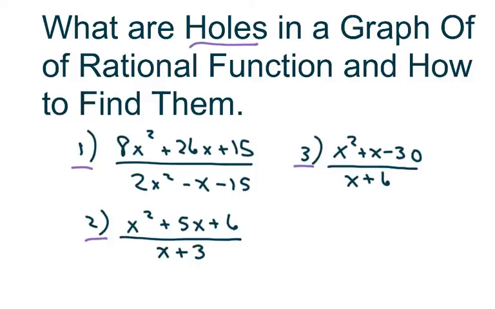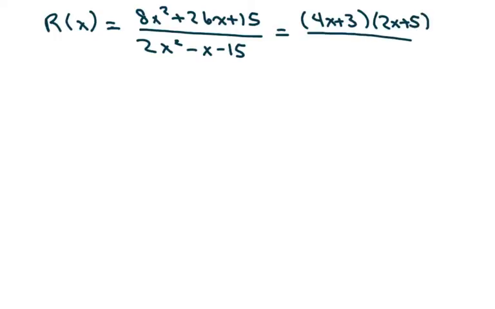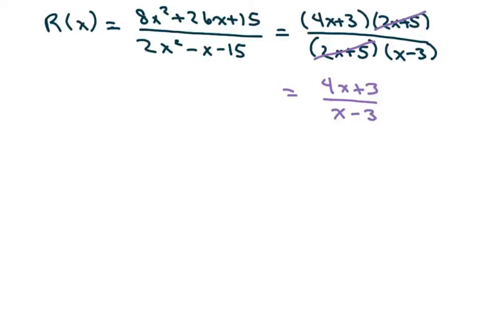So if we look at the first one, what we want to do is take r of x equals 8x squared plus 26x plus 15 over 2x squared minus x minus 15, and we want to factor this. When you factor it, you're going to get (4x plus 3) times (2x plus 5) over (2x plus 5) times (x minus 3). Now, this can be reduced because you can cross these two out, to 4x plus 3 over x minus 3. That means we have a hole at what we canceled out.